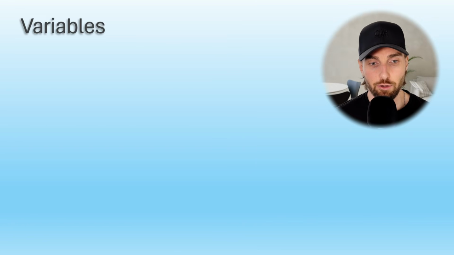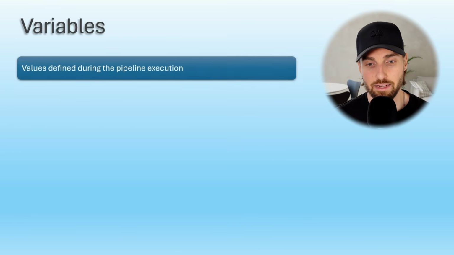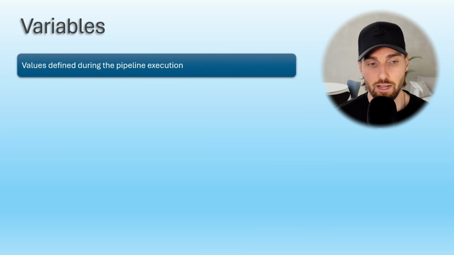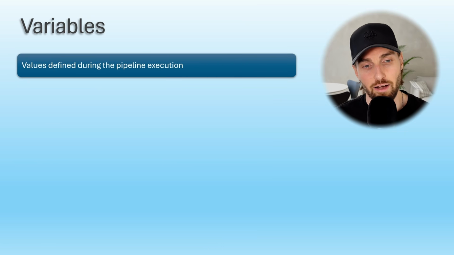Let's get started. Pipeline variables are values that are defined during the pipeline execution and live inside the pipeline, which is the key difference when comparing them to parameters that we covered in the previous video. Since parameters are values that are given to the pipeline and come from outside of the pipeline to the pipeline itself.